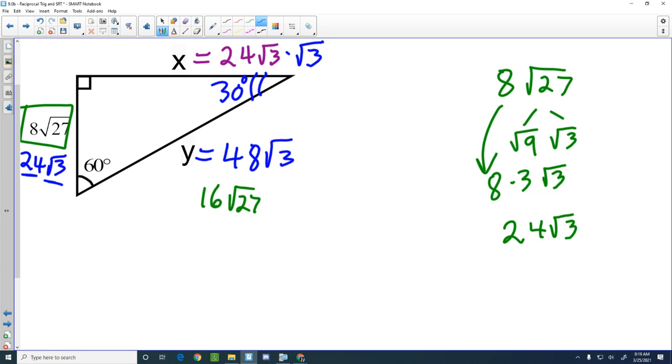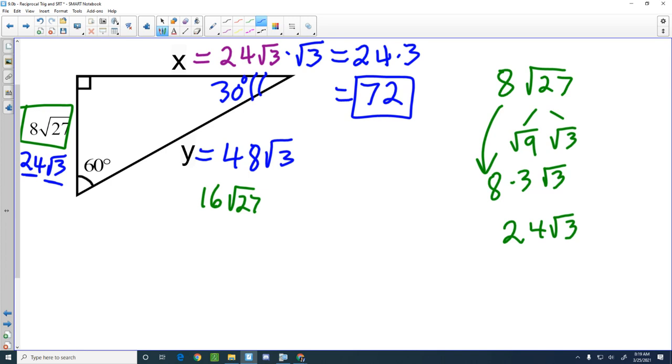Now I've got a root 3 times a root 3. I can multiply those together. And what is any radical times itself? What happens? It becomes that number, the radicand, right? The roots would cancel out. The square root of 3 times the square root of 3 is just a 3. So this is the same as 24 times 3, because root 3 times root 3 is just 3. 24 times 3 is 72. And so that is x.